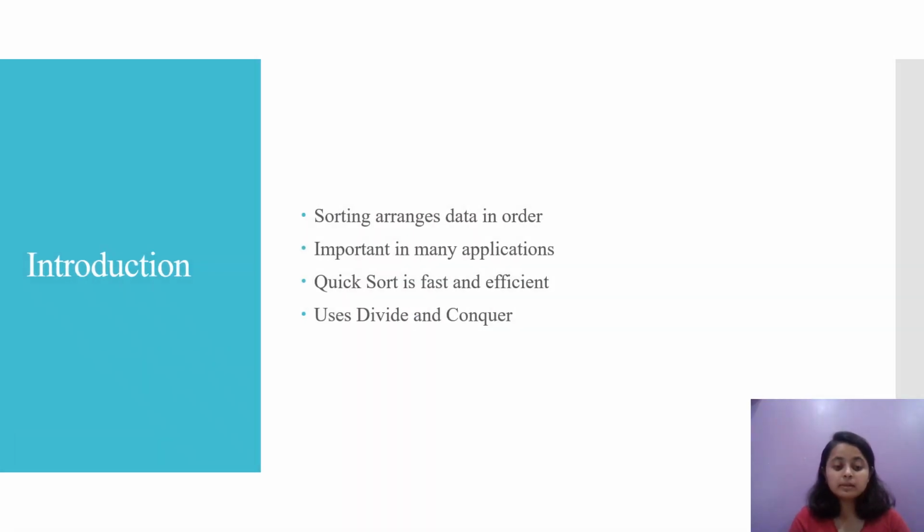So first let's understand what sorting is. Sorting means arranging data in a particular order like ascending or descending order. It is very important in many real-life applications like searching and data processing. Quicksort is one of the fastest and most efficient sorting algorithms. It works using a method called divide and conquer strategy.